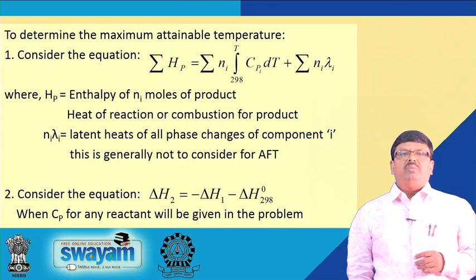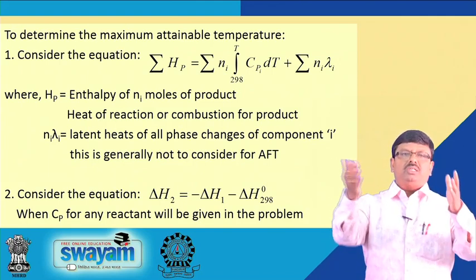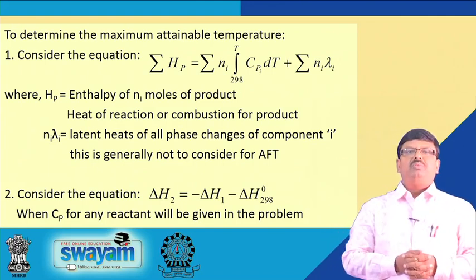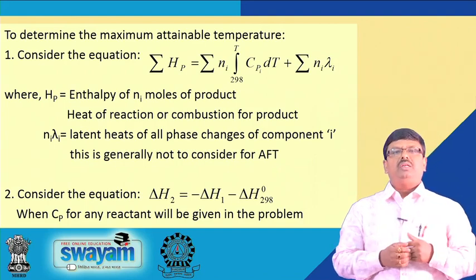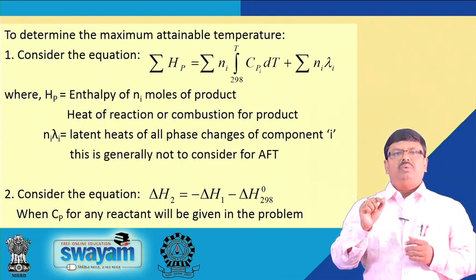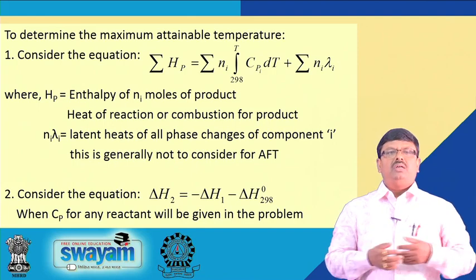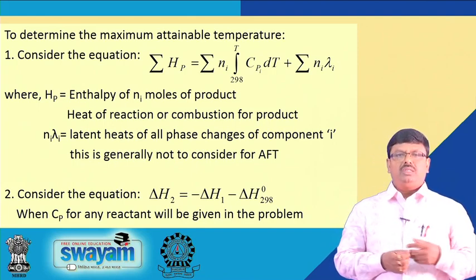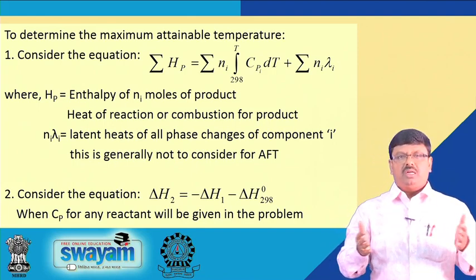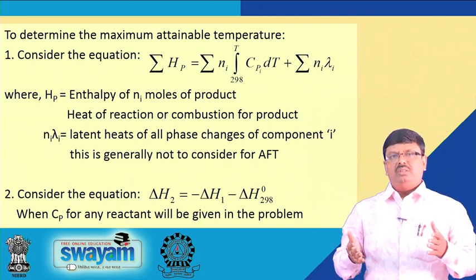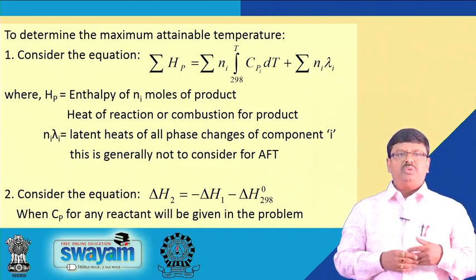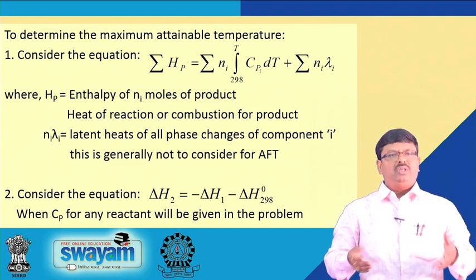To determine the maximum attainable temperature, the summation of Hp equals the summation of Ani integral from 298 to T of Cpi dt, plus the summation of Ani lambda. This is basically the special case where the latent heat of vaporization can be considered, that is, the phase change processes associated, like vaporization and sublimation. So, these are the different processes, and here is the equation that I have already told.